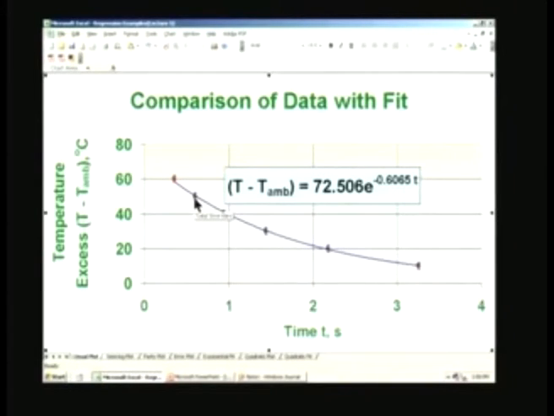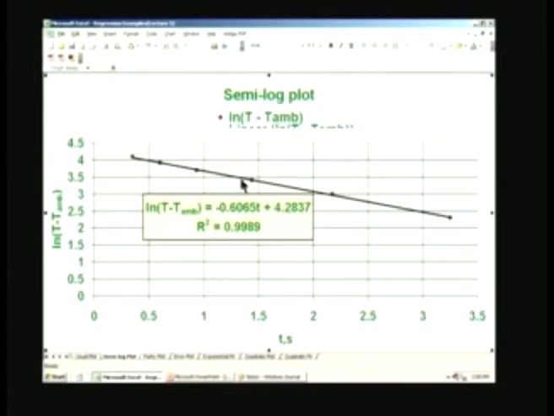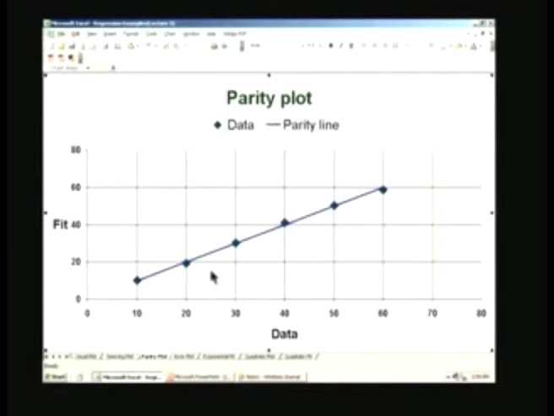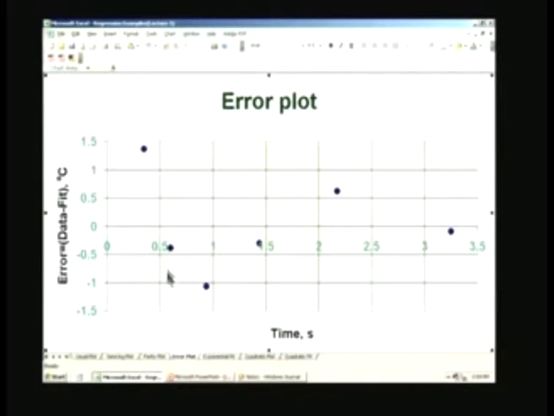I can also put the error bar on it. I can make a semi-log plot and do the same thing. I can make a parity plot and indicate how good the regression line is corresponding to the data. I can also make an error plot to find out what is the error between the line of the fit and the data. So, there are several ways of plotting, each one supporting the other, as to whether the fit is good or bad.